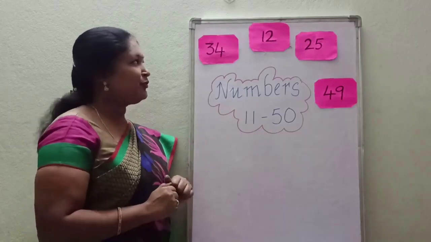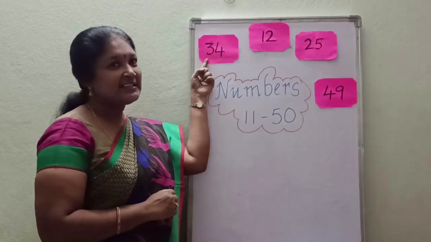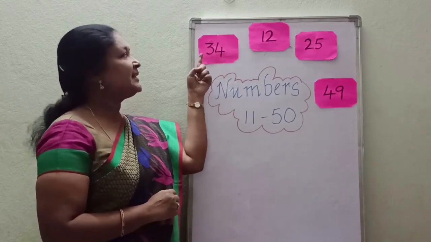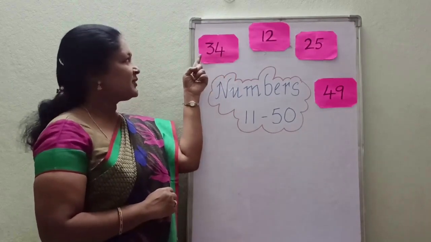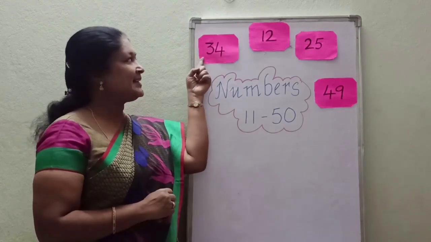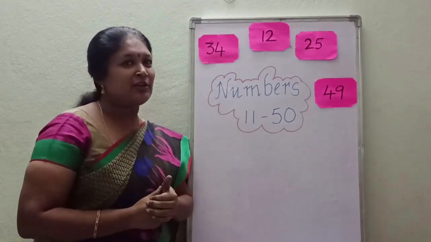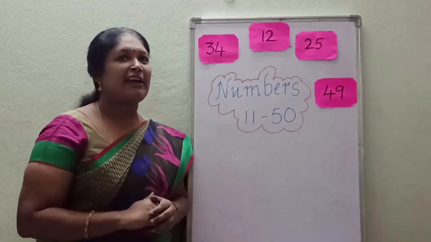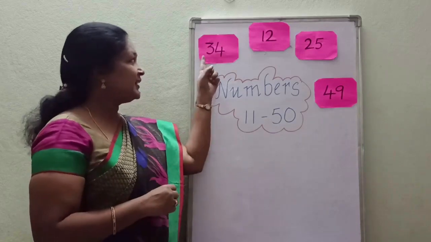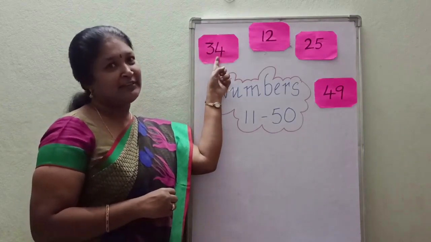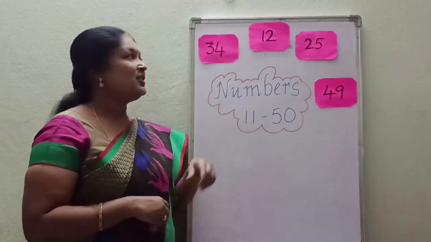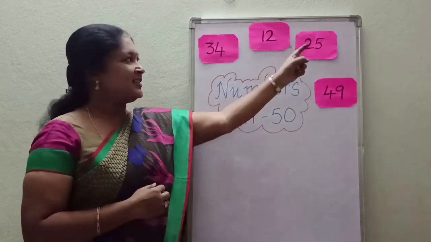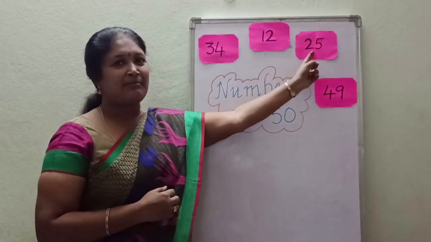Now I will ask you some questions. Identify what this number is. Yes, it's 34. 4 is in the ones place and 3 is in the tens place. So 3 tens, 4 ones. That is 34. What is the spelling of 34? T-H-I-R-T-Y, 30. F-O-U-R, 4. 34. What is the after number of 34? 35. What is the before number of 34? 33.